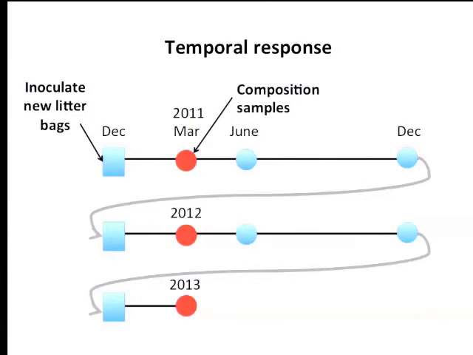And so I'm going to talk to you about the composition of the litter bags, which we sampled in March, right at the end of the rainy season. You can see the dry season is very long here, so we have a short rainy season. We took compositional samples at the end of that.